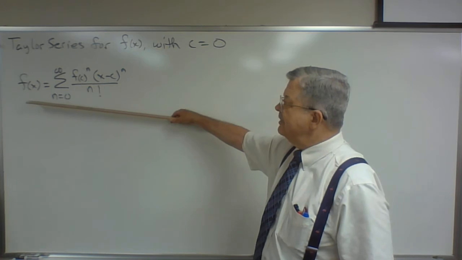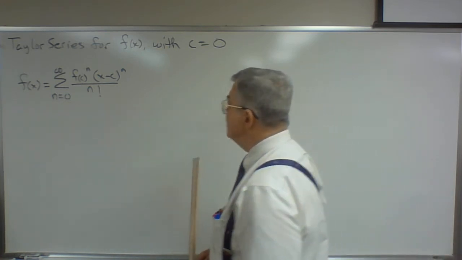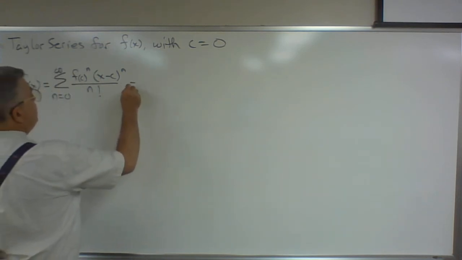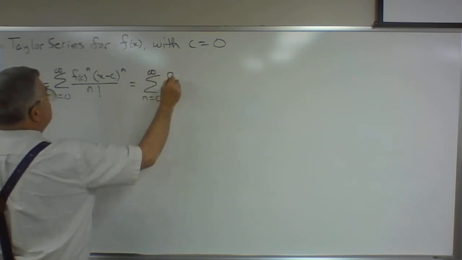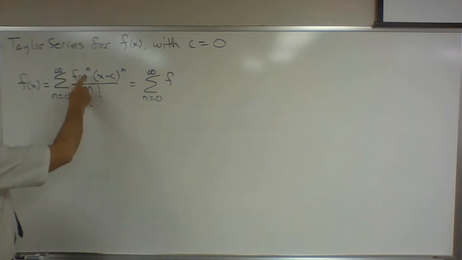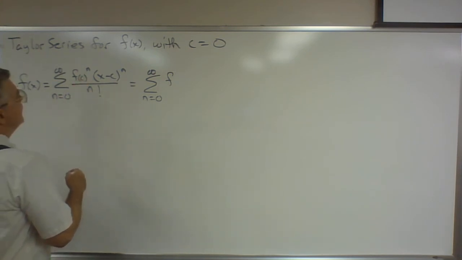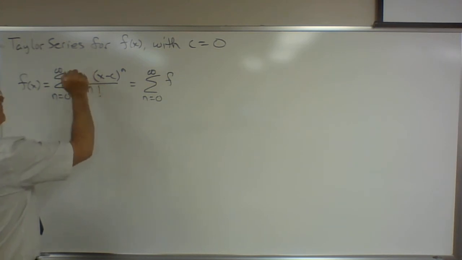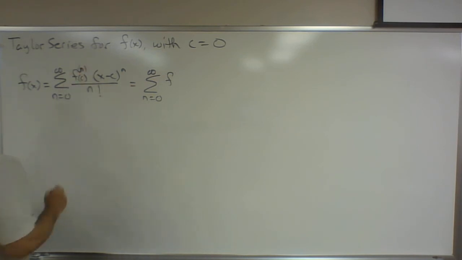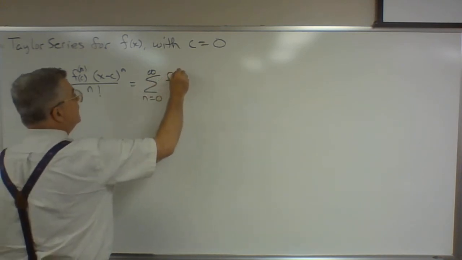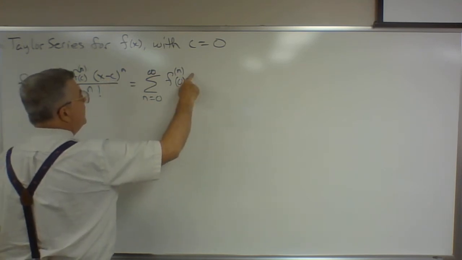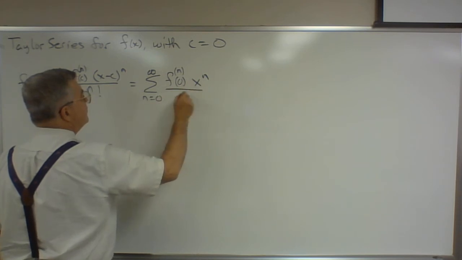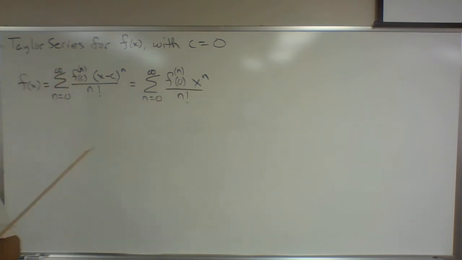This is what our Taylor series expansion is. And if we put in C equals zero, this is what we get. Oh, by the way, something isn't quite right here. This N should be right here, denoting the nth derivative. So we have the nth derivative evaluated at zero times x minus zero, which is just x to the nth power, over n factorial.